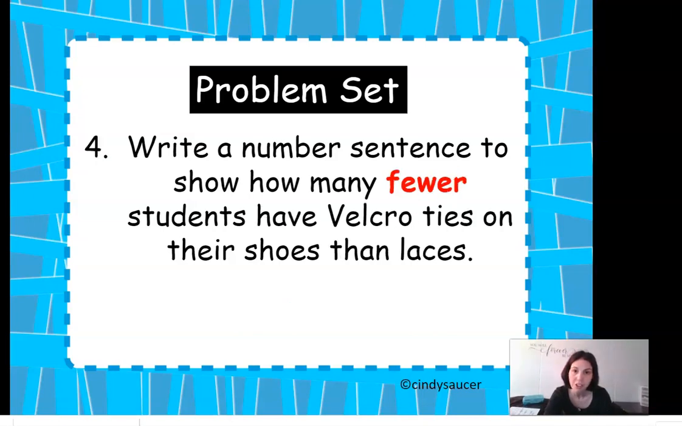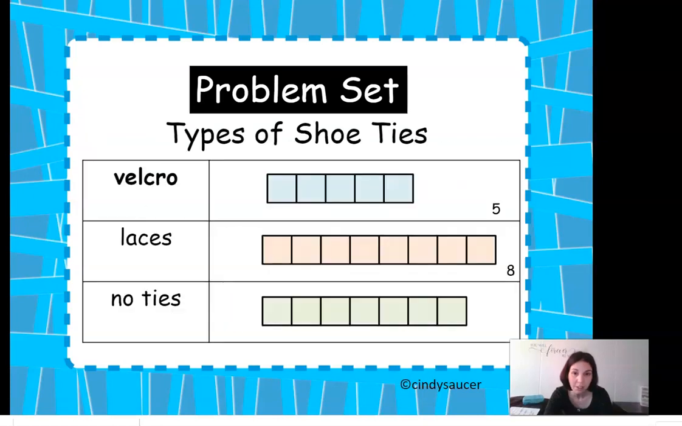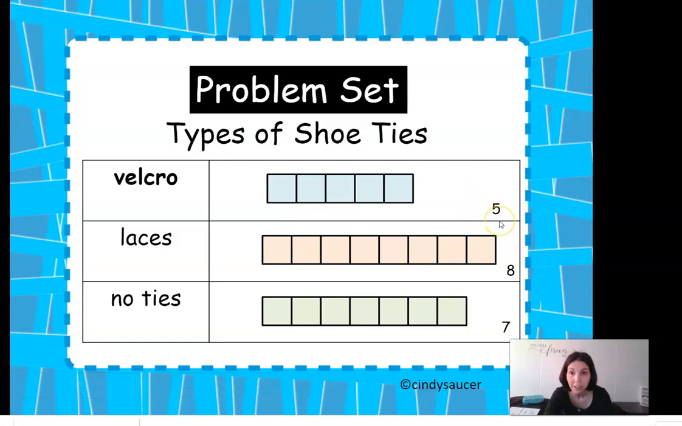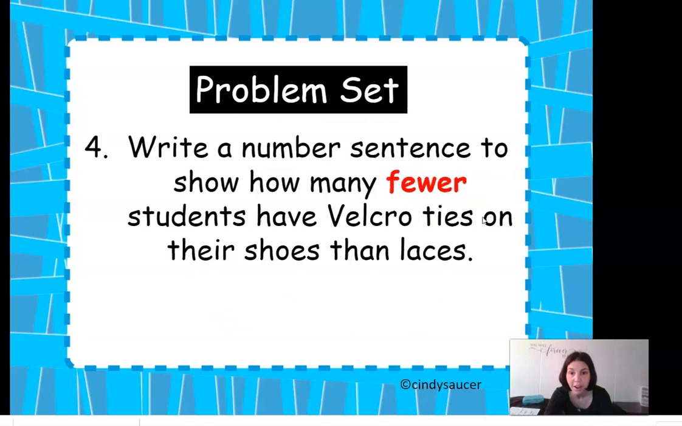Write a number sentence to show how many fewer students have Velcro than shoes with laces. Okay, so let's go back and see Velcro and shoes with laces. We have to subtract this time because they want to know how many fewer. So we have 8 with laces and we have 5 with Velcro. So if we do a subtraction problem, 8 minus 5 equals 3.